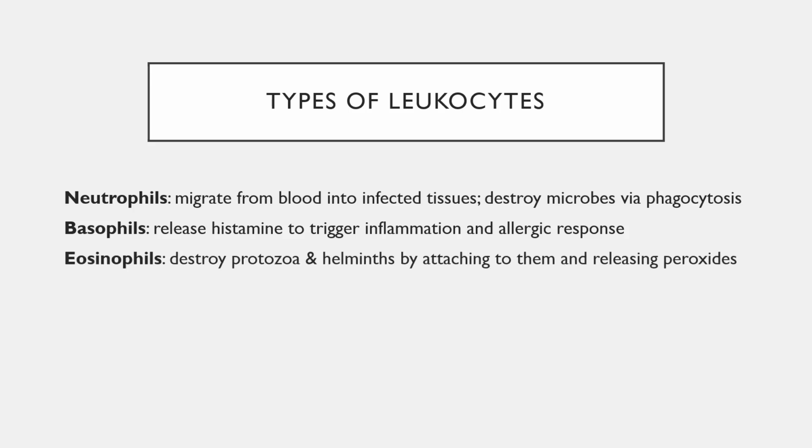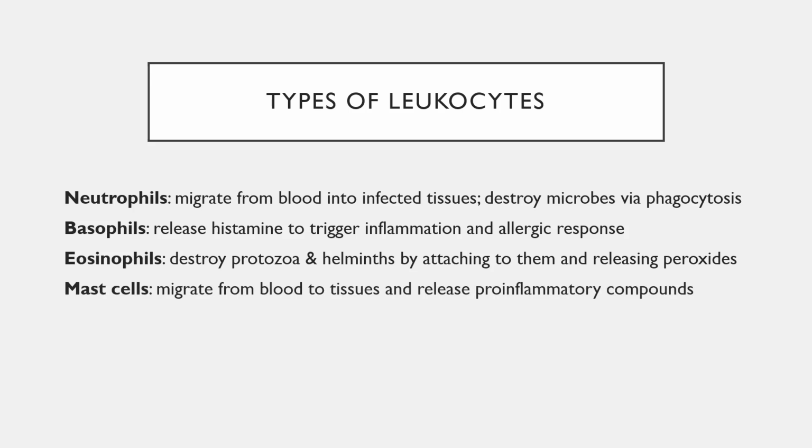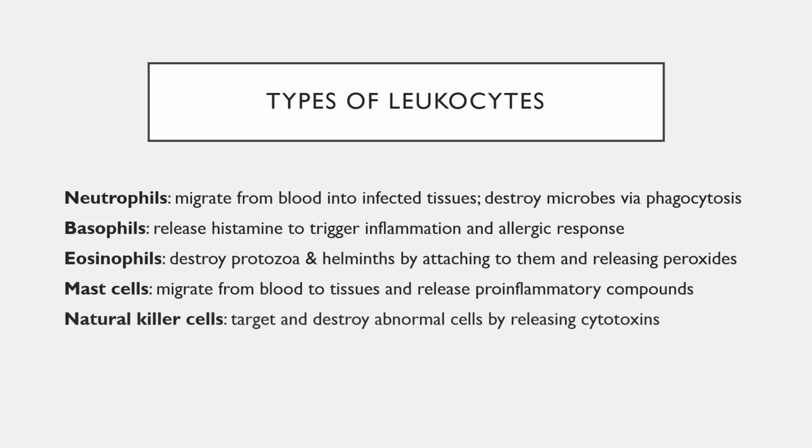Eosinophils play a special role in destroying parasites. They are the primary cells that go after protozoa and helminths. What they do is they attach to their surfaces and they release peroxides that are toxic to their cells. Mast cells, like neutrophils, migrate from blood to tissues, and there they release pro-inflammatory compounds that increase the level of inflammation. In just a moment, we'll talk about why inflammation is a good thing for the process of fighting an infection.